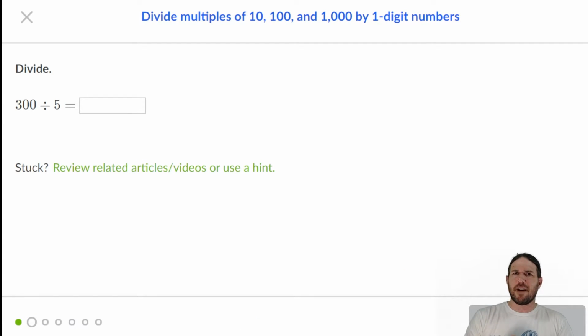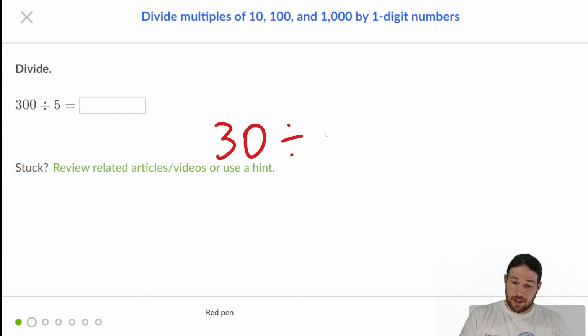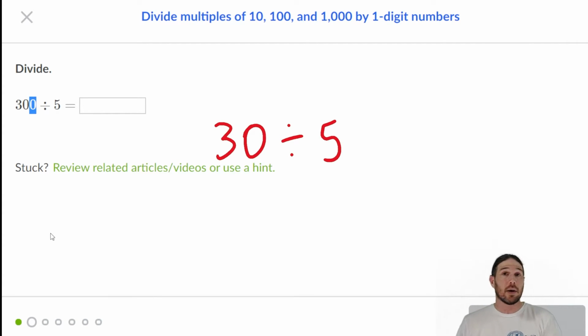Now, 300 divided by 5 is a little bit different, right? I can't do 3 divided by 5, at least not yet. But I can do 30 divided by 5. And then there's just that one extra zero at the end, which just kind of carries along, because I'm dealing in tens now. We talked about this before in like 1st and 2nd grade, that 300 is the same thing as 30 tens. Well, if I have 30 tens and I divide them into 5 groups, that's 6 tens, which is 60.